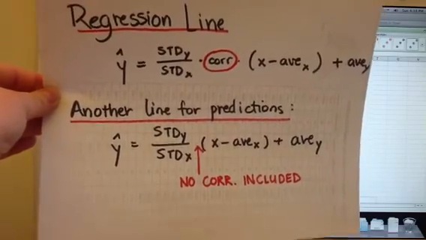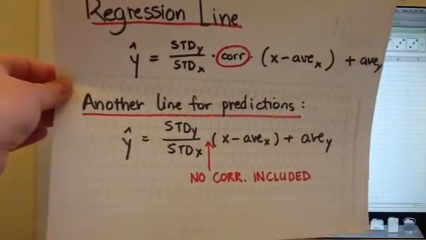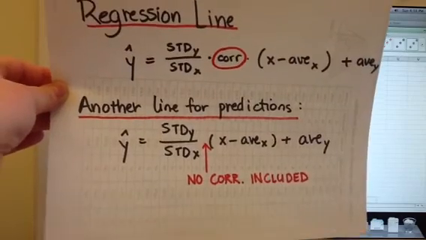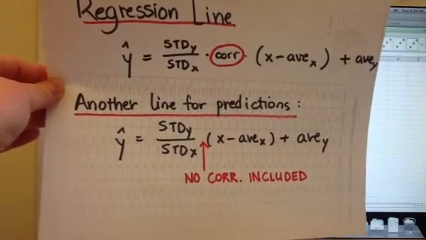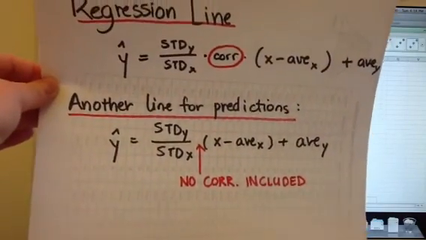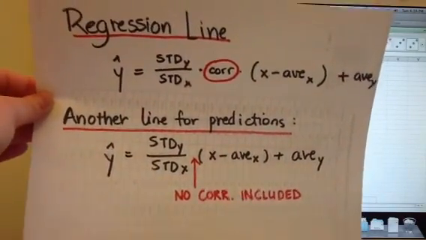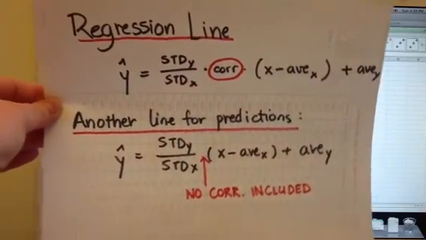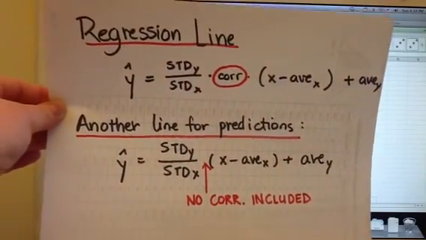Now, on your next computer assignment, you're going to be using a different line for predictions, the bottom line. Notice that there's no correlation coefficient included. So I don't want to do your homework for you. Instead, I'm going to show you how to make the regression line, and you're going to make the appropriate changes.